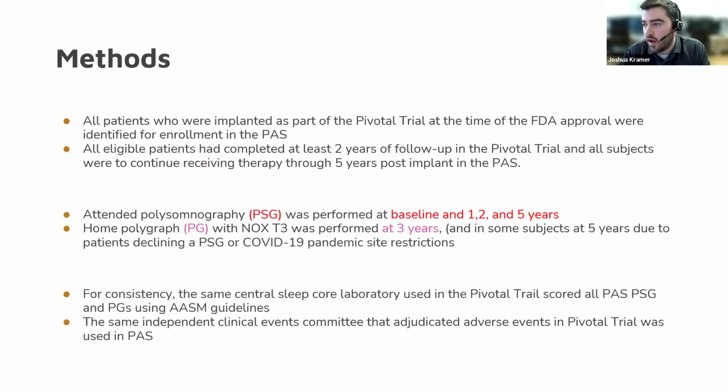The methods of this trial were that all the patients that were active at the time of the FDA approval in the pivotal trial were identified as patients that could enroll in the PASS. The patients had to have completed at least 2 years of follow-up in the pivotal trial and had to complete therapy through the 5 years of the PASS trial in order to be included. They got polysomnograms at their baseline already from the pivotal trial, but also at year 1, 2, and 5. And then they used home sleep apnea testing with the Nox device at year 3.